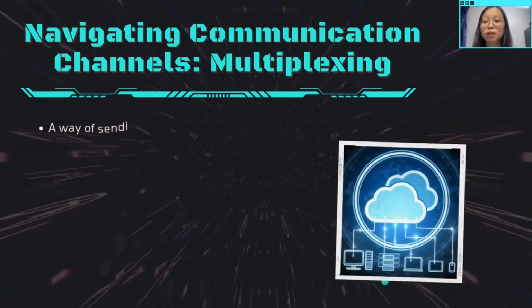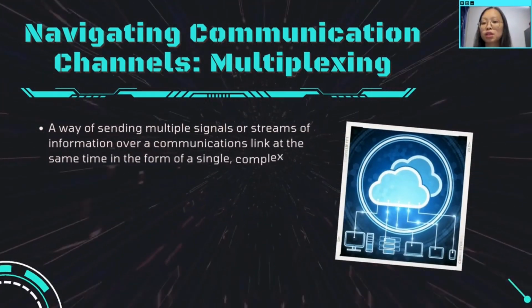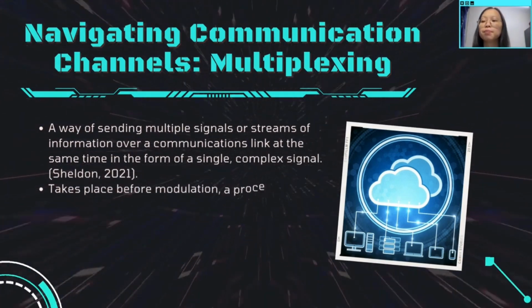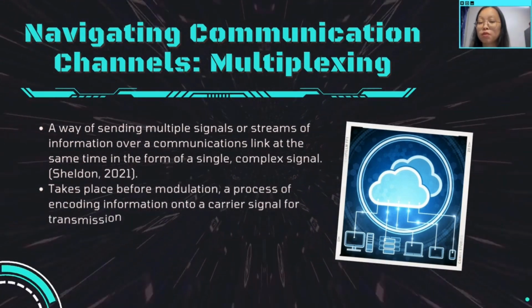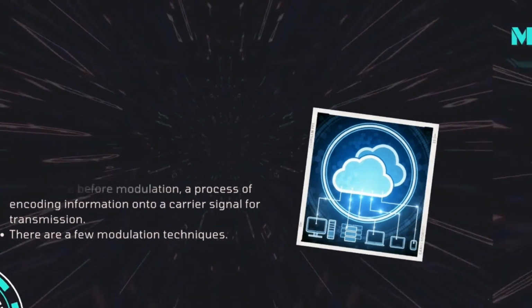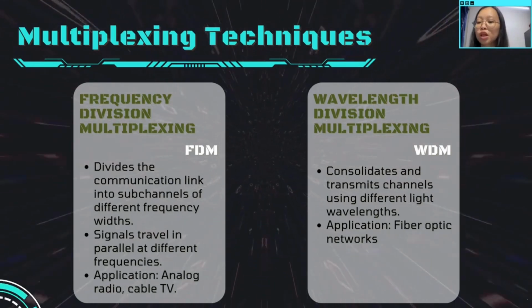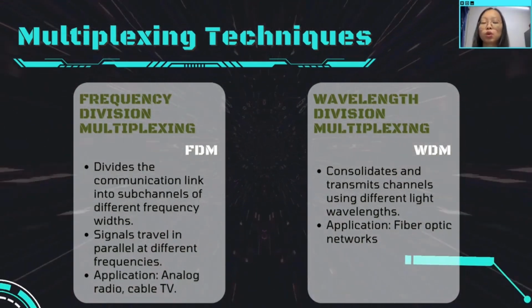And I'm going to talk about multiplexing. Multiplexing is a way of sending multiple signals of information over the communication link at the same time. It is a process that takes place before modulation. There are a few multiplexing techniques used in industries. The first one is frequency division multiplexing, which divides the communication link into subchannels of different frequency widths.